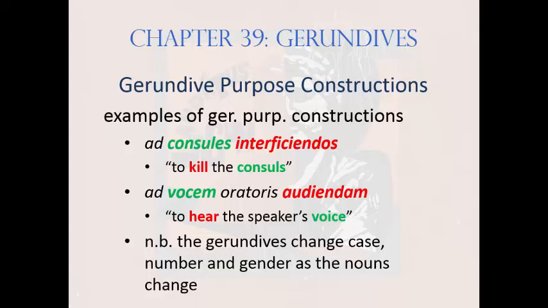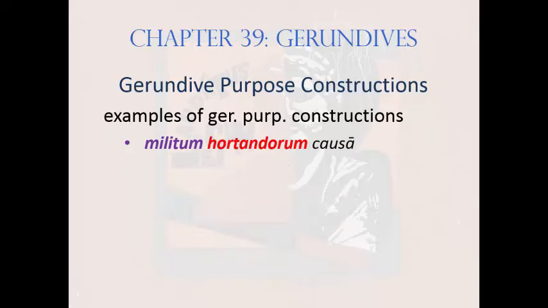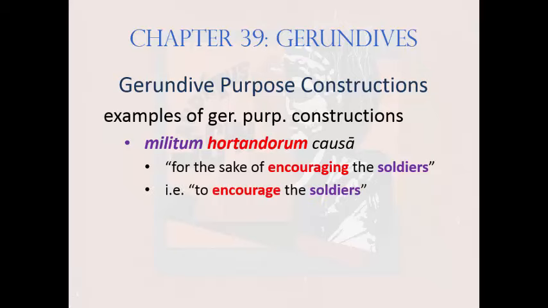Note that in this variation of the gerperp, the ending on the gerundive will always be accusative because the whole construction is being governed by ad. The lesson here is, when you're composing this type of gerperp in Latin, remember to make the gerundive accusative, and whatever gender and number the noun is. Now let's look at some examples of the other type of gerperp, the one that uses causa. And we'll always have nouns and gerundives with genitive endings, like militum hortandorum causa. How would you translate that into semi-reasonable English? That's right, for the sake of encouraging the soldiers, meaning to encourage the soldiers.